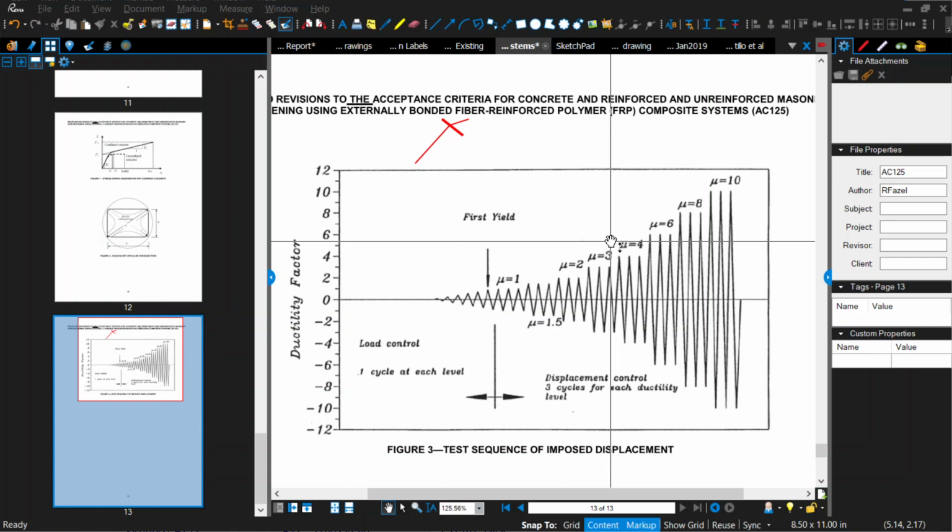They actually are trying to add a new diagram for diaphragms and collectors now. Oh, in AC 125, that's similar. Yeah.